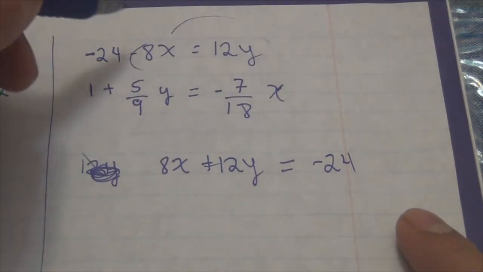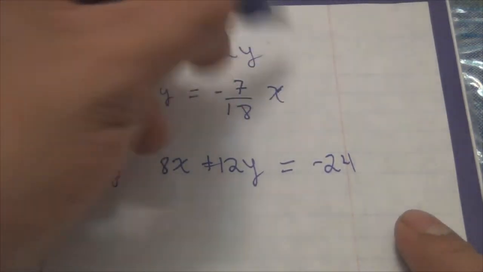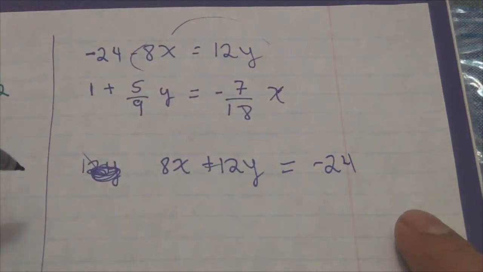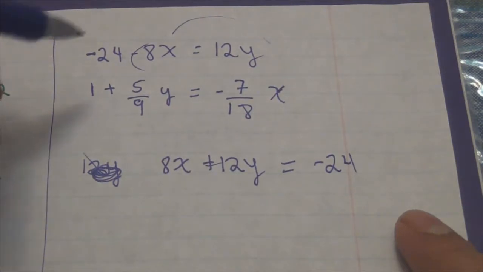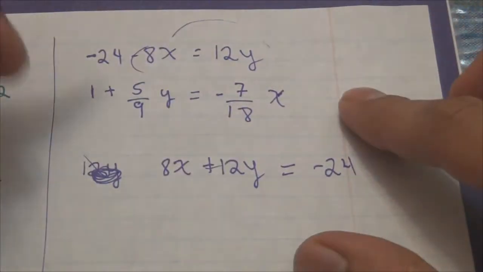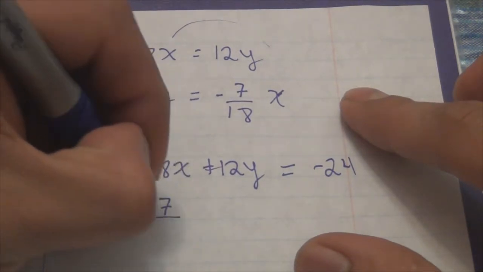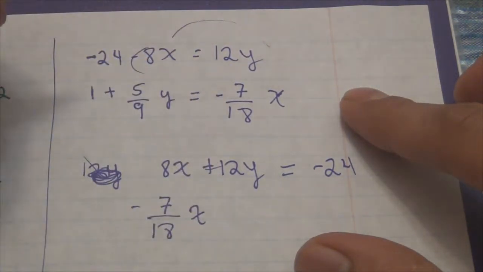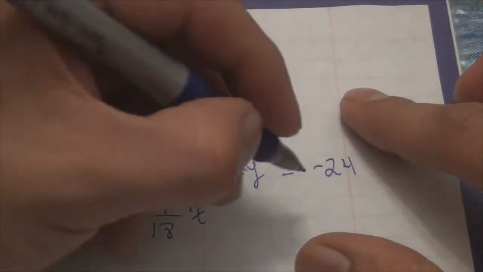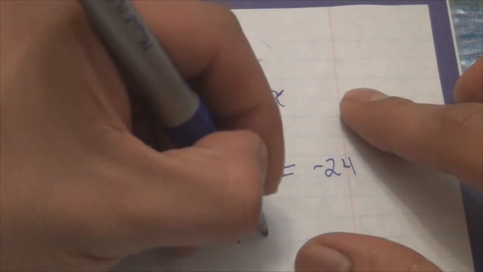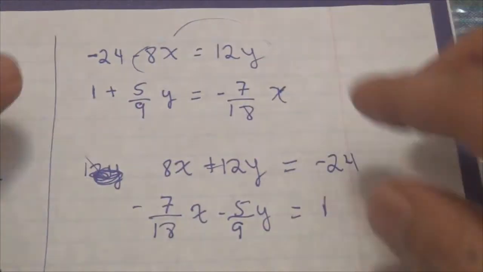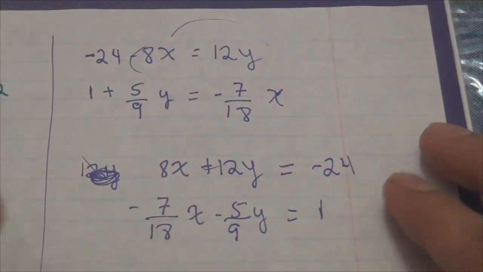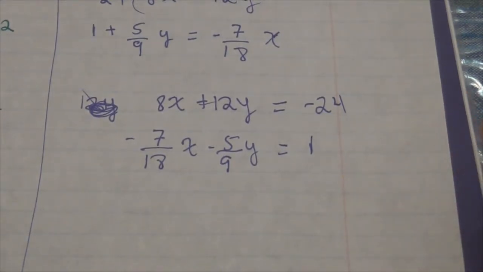This one, I'm going to take and put on the other side. Let's just move it over there. So then you're going to end up with these two terms together: negative 7 over 18 x, minus, because I put it on the other side, 5 over 9y equaling 1. All I did was put this one over here and rearrange the equation so it looks like it's in standard form. All right, but that's the least of my worries.